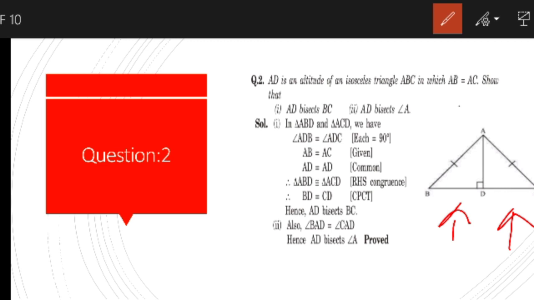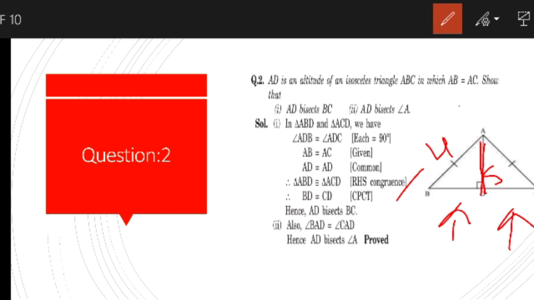So the first one will be angle ADB is equal to angle ADC, each equal to 90 degrees. AB is equal to AC, that is also given, and AD is a common side. So by RHS, this is our hypotenuse, this is one side, and this is 90 degrees. By the RHS congruency rule, we can say triangle ABD and triangle ACD are congruent to each other.